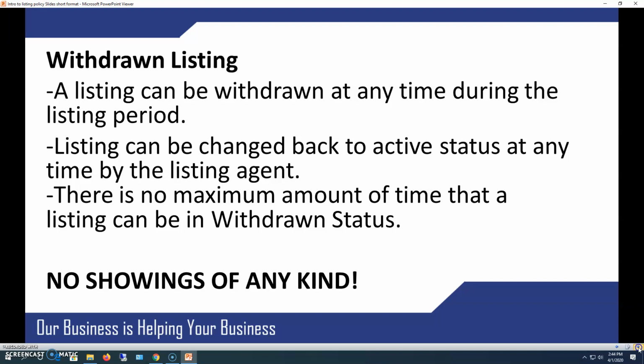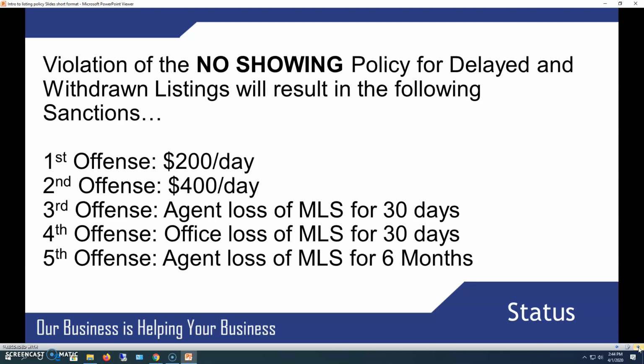And this is why. If we find out that the property was showed while in either delayed or withdrawn listing status, the first time offense is going to be $200 per day. So if we find out that the property was shown on day 10, what's to say the agent did not show it on day 1?